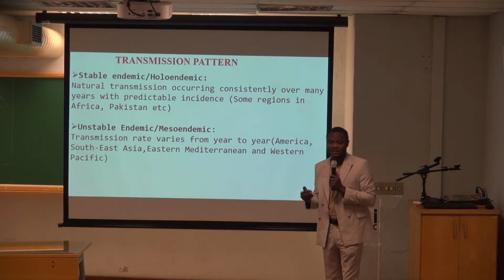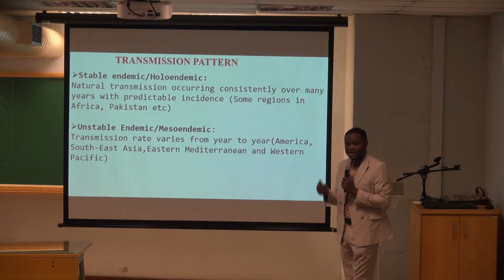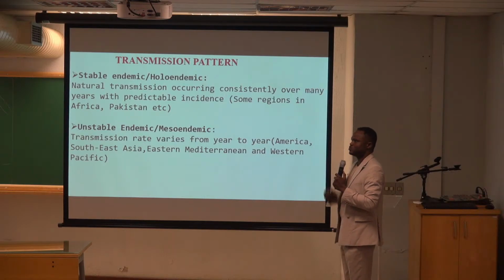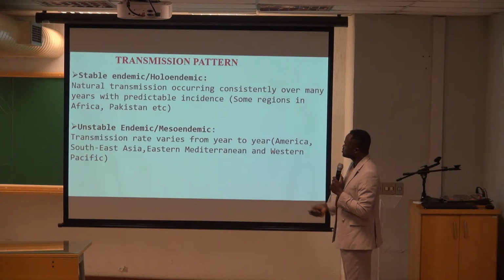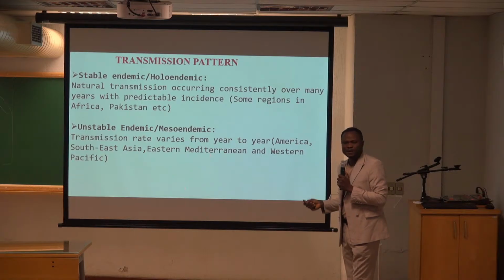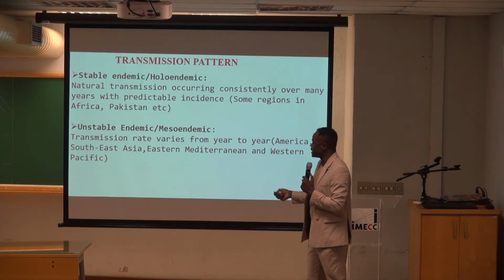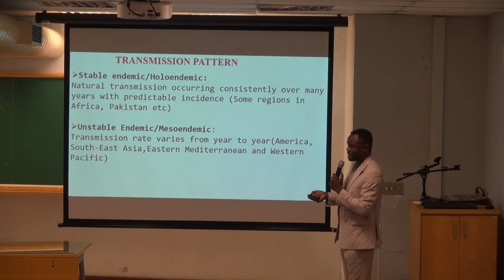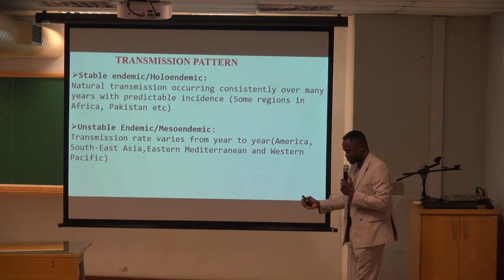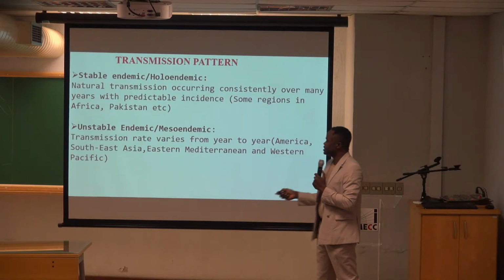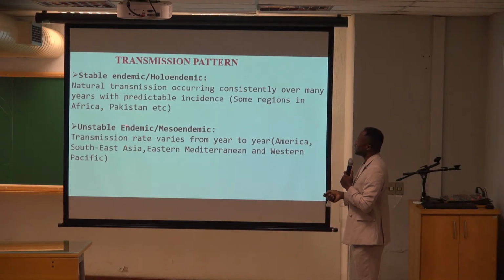I'm just going to talk a little bit about the two transmission patterns of malaria. We have the stable pattern, which is common in Africa, because over the years you will see cases of malaria being reported at the hospital. But we also have another transmission pattern called unstable or mesoendemic, and that is what is found in the Americas, especially in Brazil and Venezuela, because there could be a surge this year, and the next year there might not be any cases. So this particular pattern is called unstable.